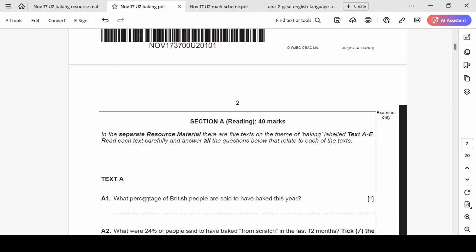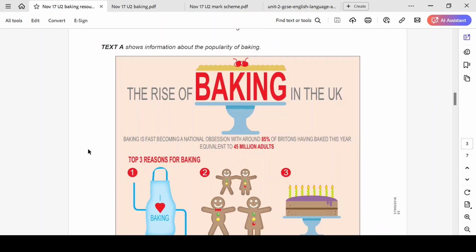So for instance, in this question here, I would highlight percentage. I'm looking for information on British people, just in case there's information on different nationalities. And I'm looking for information specifically about the percentage of British people who've baked this year. So that when I go to the resource material, I'm not finding information that I think I need, but I'm actually finding information that I really need. So having highlighted those keywords, I have them at the forefront of my mind. I'm much more likely to find the information that I actually need.